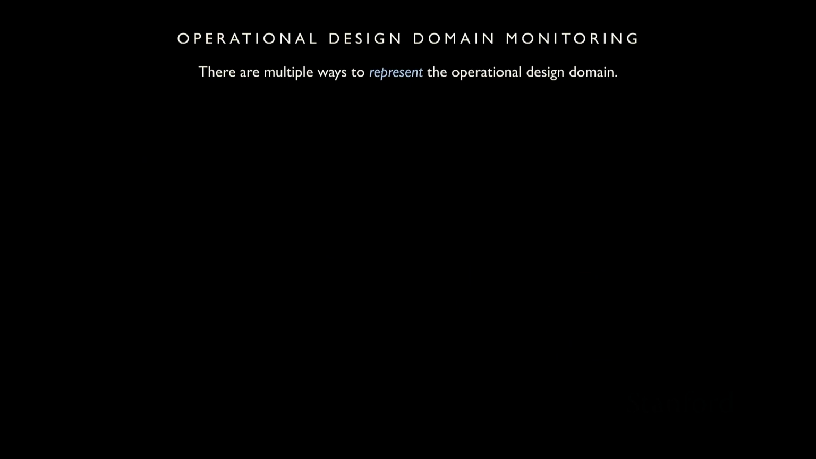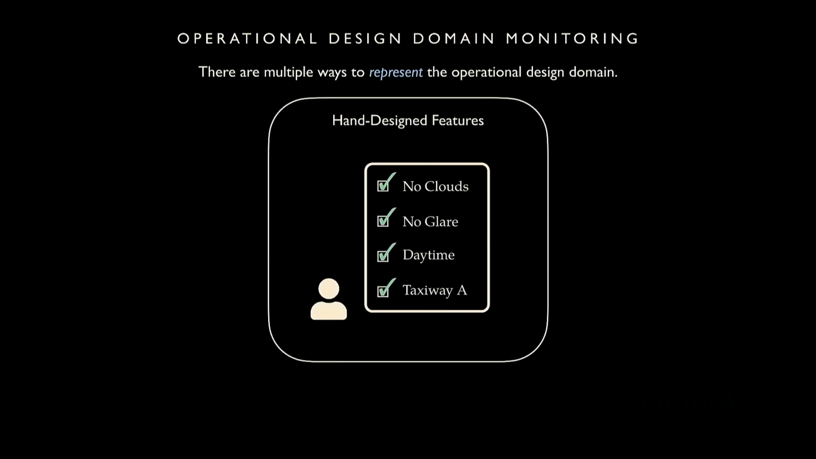Okay, so in order to monitor whether or not we're in the operational design domain, we have to figure out some way to represent what this thing is. And there are multiple ways to do this. One option is to just use a bunch of hand-designed features. So for example, for the aircraft taxi system, we could say something like, we designed it for days where there's no clouds in the sky, there's no glare coming from the sun, it's daytime, and it operates on taxiway A. So maybe this is a super restrictive system, but maybe that's all we tested for. And if it turns out that we're outside of these conditions, then we can't use the system, or we say that we're outside the ODD.